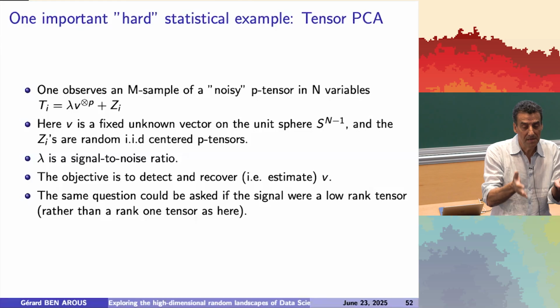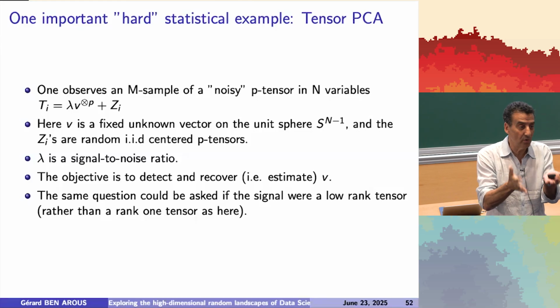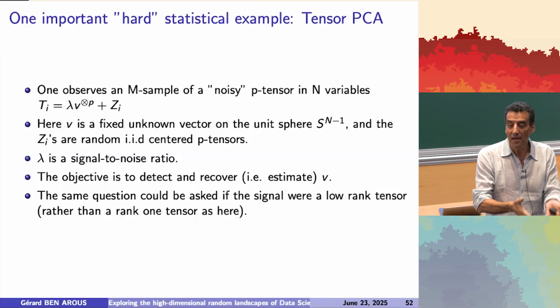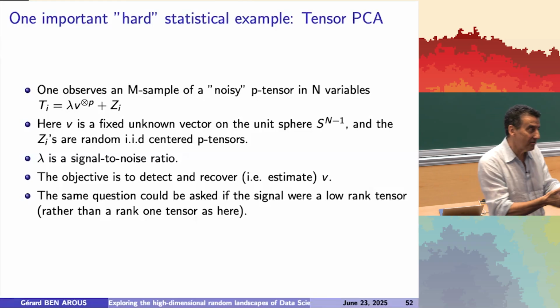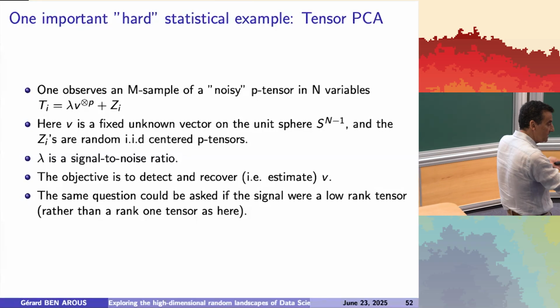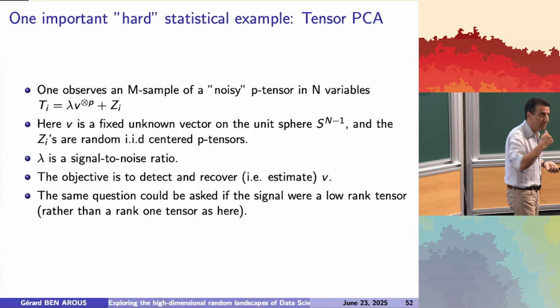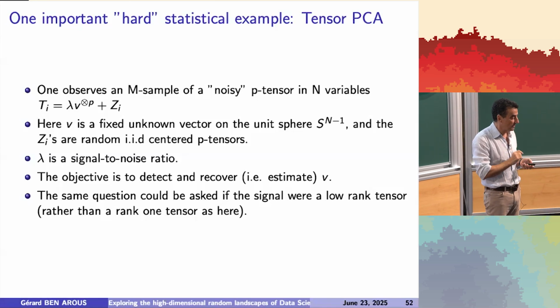Detecting means this is not just an IID sample of noise. There is something in it. And then once you have detected, you may ask to estimate what the vector is. In the example I'm giving, the vector is just 1, 0, 0, 0.